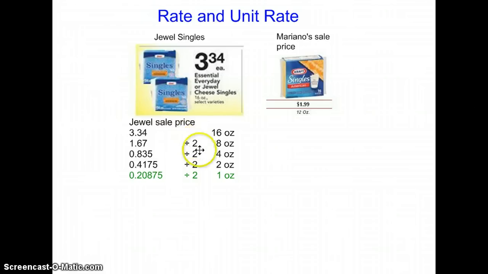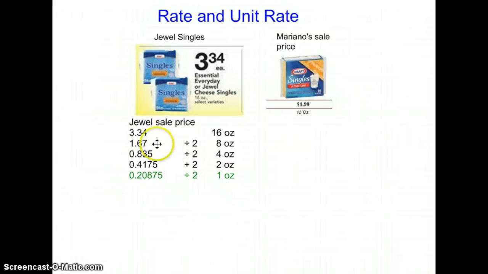If I keep dividing by 2, dividing by 2, dividing by 2, and dividing by 2, I'll eventually get to 1 ounce. I'll eventually get to the unit rate. And here, the Jewel price is a little bit more than 20 cents per ounce. As you can see, 16 divided by 2 is 8, 8 divided by 2 is 4, 4 divided by 2 is 2, 2 divided by 2 is 1.